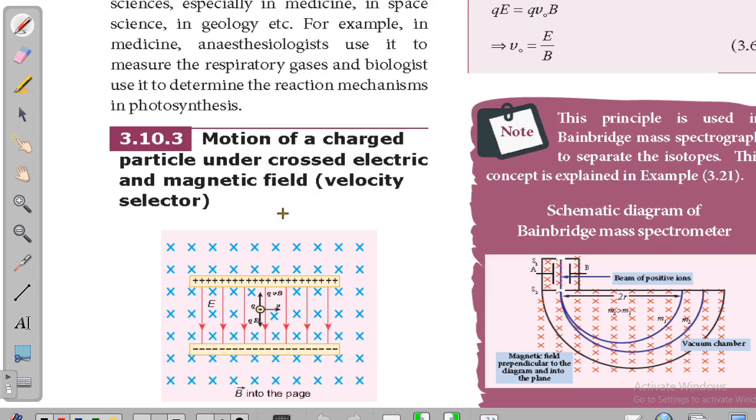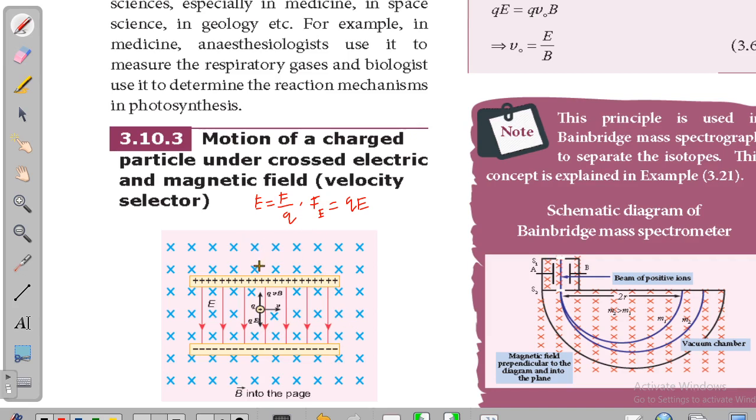In the first chapter itself we discussed that the electric field is defined as the force experienced by the charge. From this, on cross multiplying, we get the electric force equal to QE. This is the force experienced by the charged particle in the electric field confined between these two parallel plates.